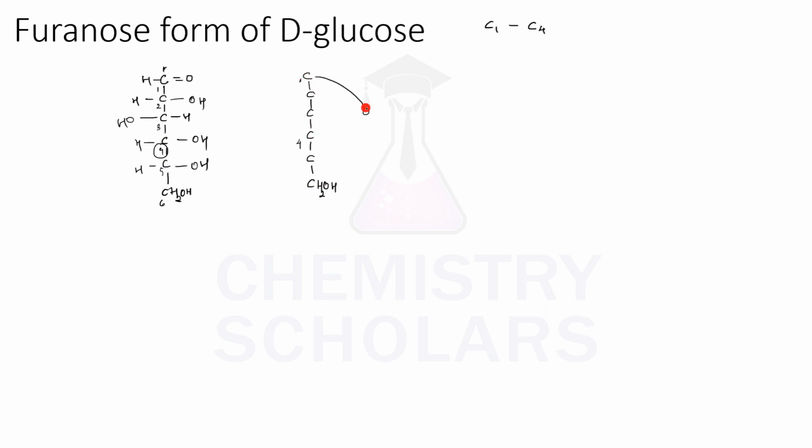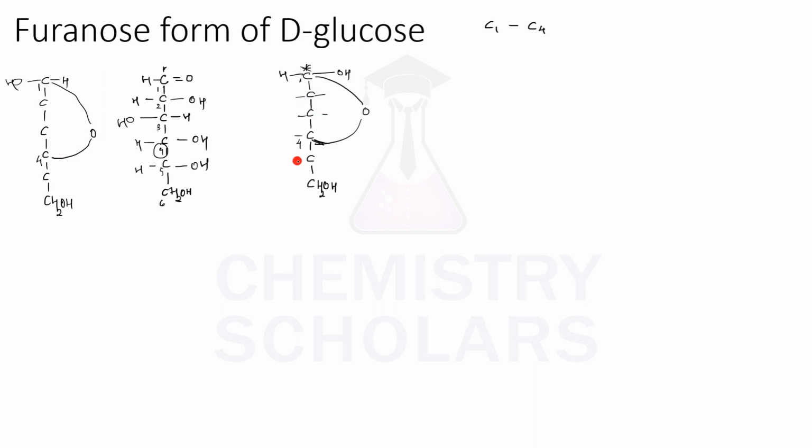So first draw the cyclic ring between C1 and C4. Then you can put the OH on the first carbon atom. Here it is on the right, here I am putting it on the left-hand side. And let me first complete this. Choose the fourth carbon atom. This is your fourth carbon atom. Show the oxide ring. And the rest of the structure is the same.